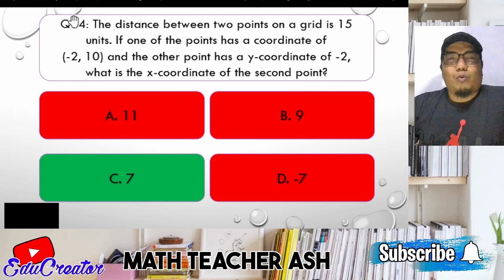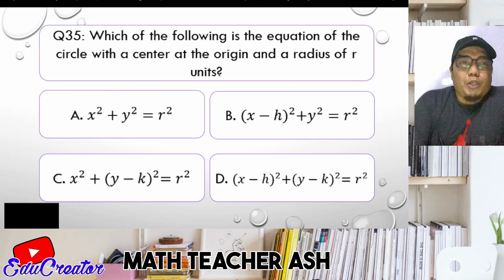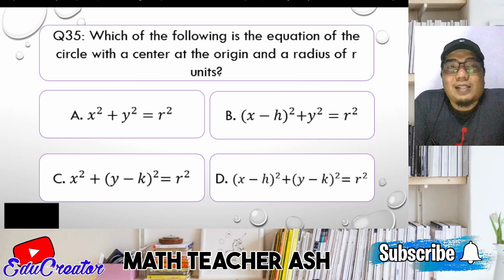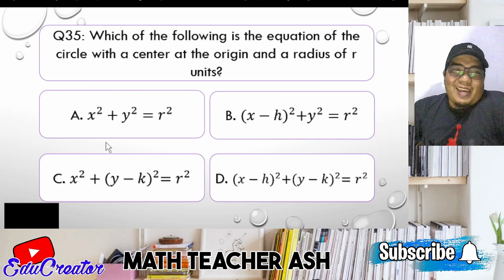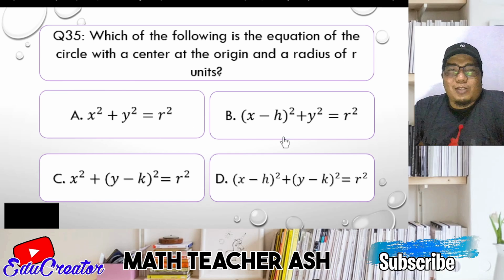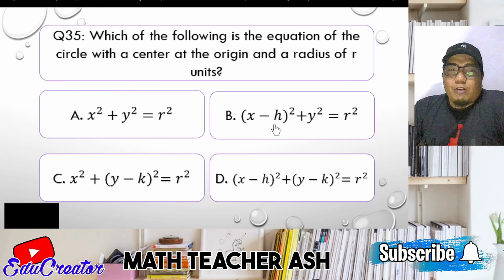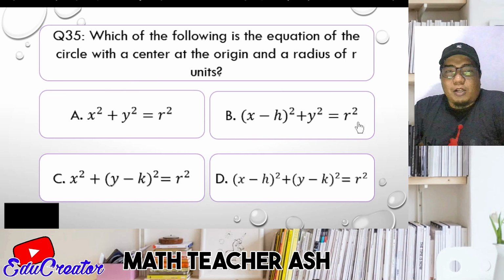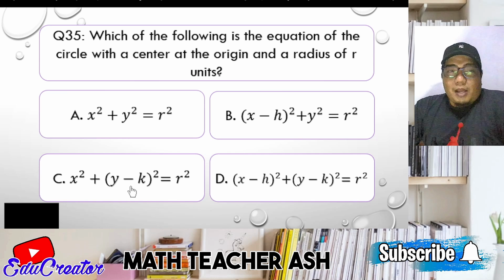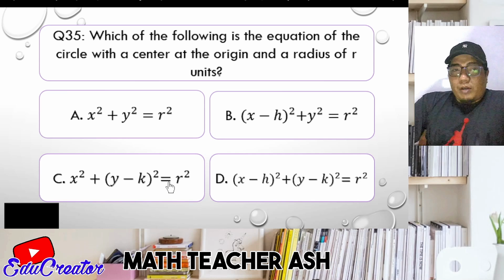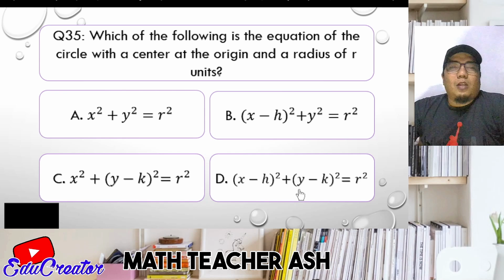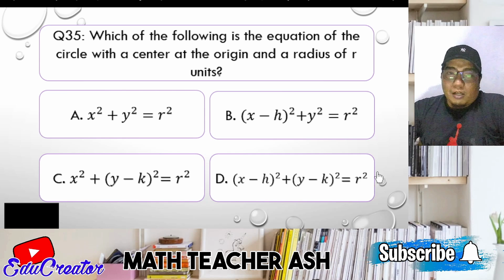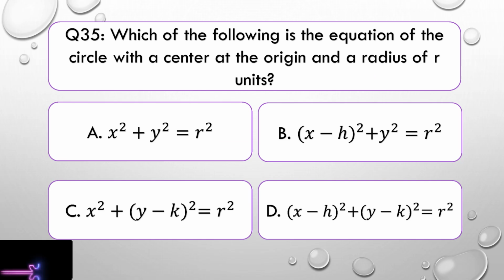Now, let us go to question number 35. Which of the following is the equation of the circle with the center at the origin and a radius of r units? Okay, so napakadali lang nito. A, x squared plus y squared is equal to r squared. B, the quantity x minus h squared plus y squared is equal to r squared. C, x squared plus the quantity y minus k squared is equal to r squared. Or letter D, the quantity x minus h squared plus the quantity y minus k squared is equal to r squared. Your 5 seconds starts now.